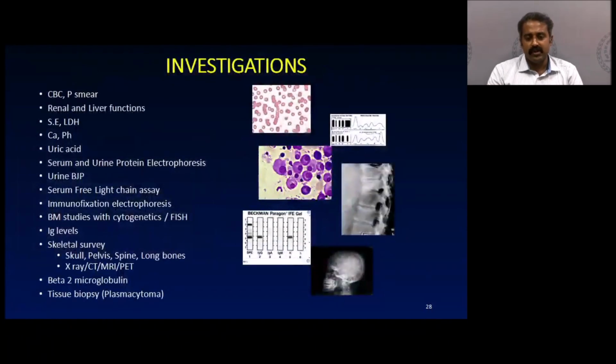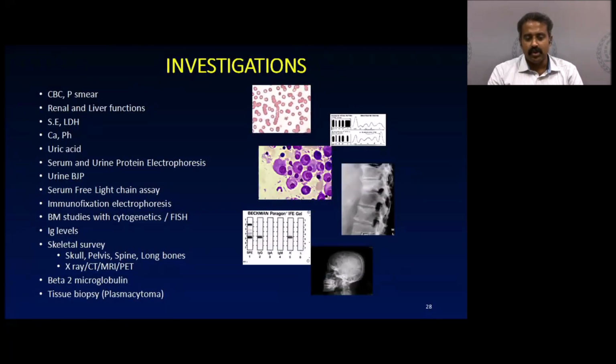Now, once you have a patient, you look at the investigations to evaluate the patient. So the investigation panel ranges from complete blood counts, where you can find anemia, and the peripheral smear may show rouleau formation and normocytic normochromic anemia. The liver and kidney function tests may show features of renal failure. There can be alteration in the albumin globulin ratio. Serum electrolytes and LDH need to be done. There can be hypercalcemia. Uric acid can be high.